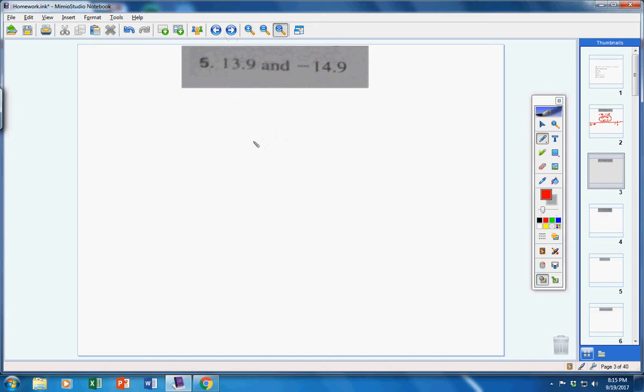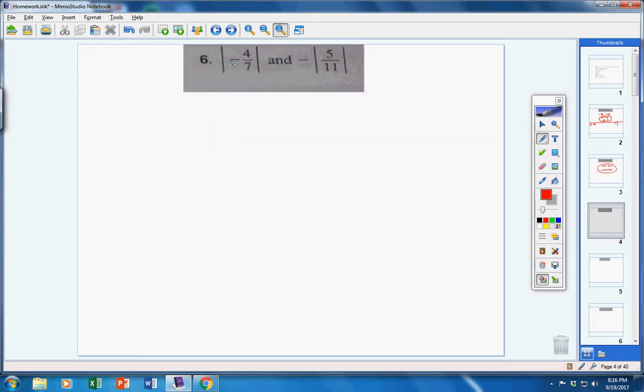Number 5. Now here, guys, it's obvious. One number is positive, one number is negative. So obviously, the positive number will be greater than the negative number. And then we could say the negative number will be less than the positive number. And there's your answer.